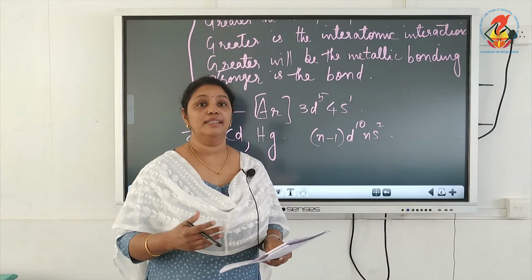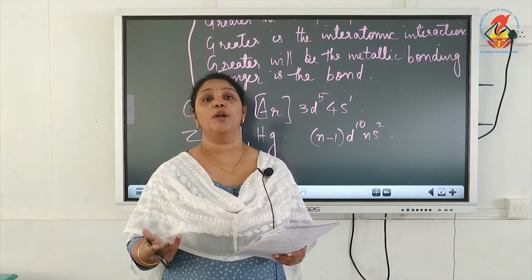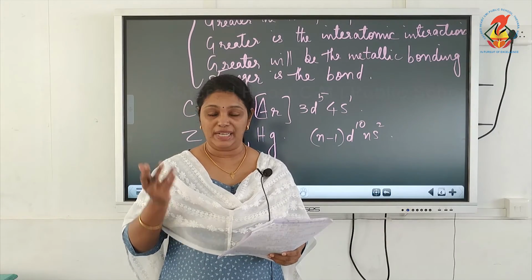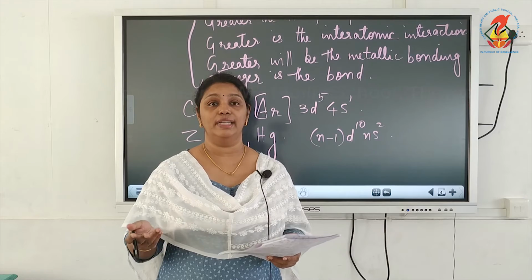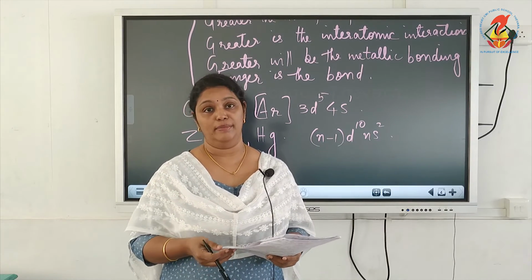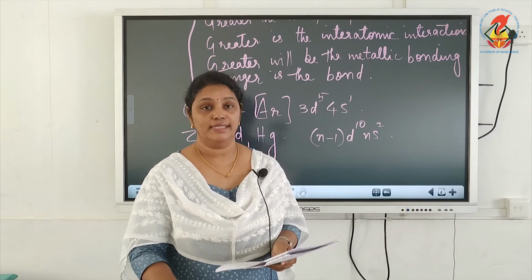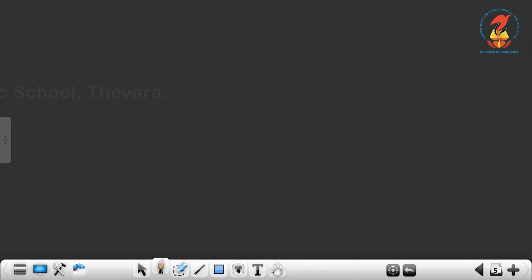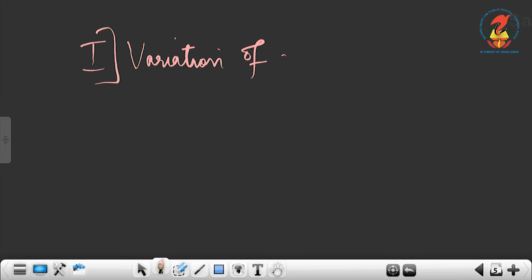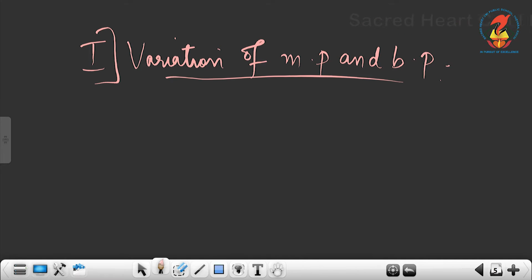Now next let us see other properties, like melting point, boiling point, atomic radii, etc. of the transition elements, and how they vary along the period and down the group. So let's see the first property. Roman numeral 1 is variation of melting point and boiling point of transition elements. Now let's see how the melting point and boiling point vary for transition elements.